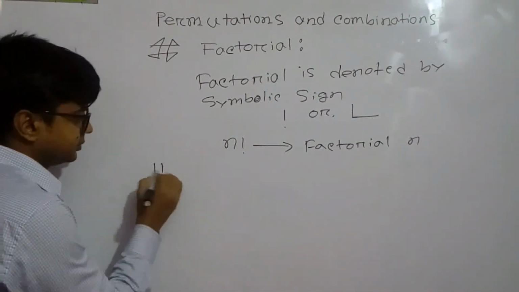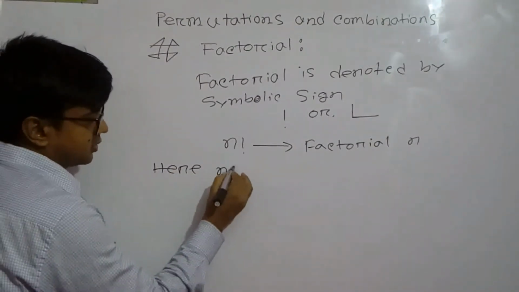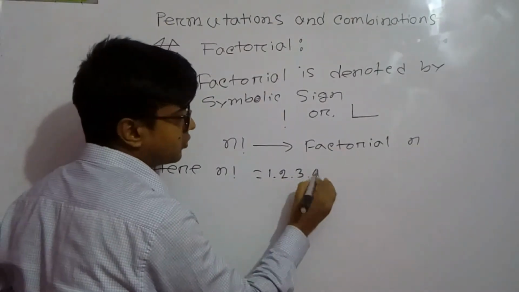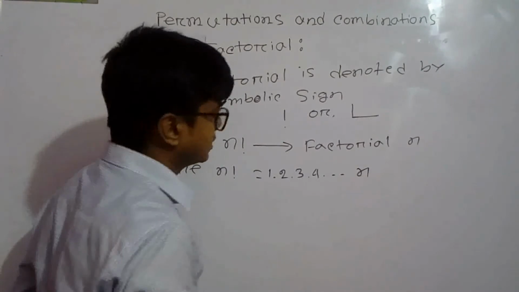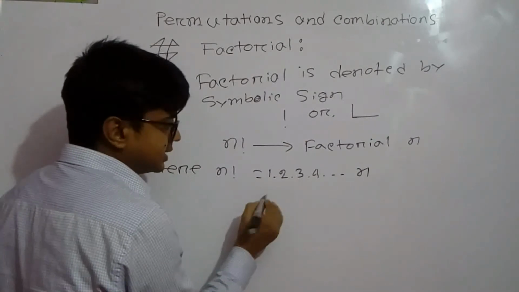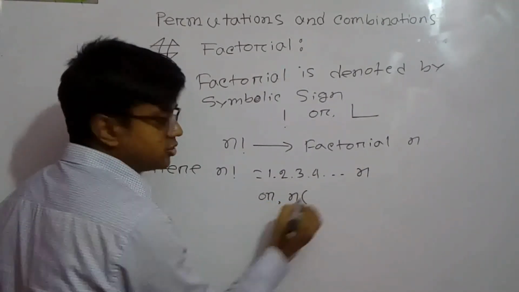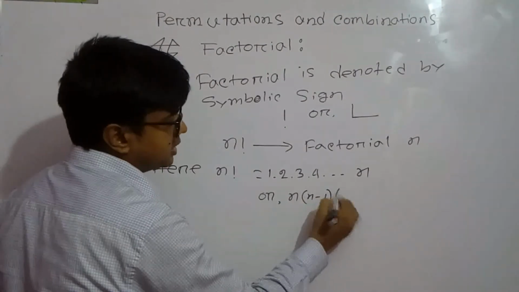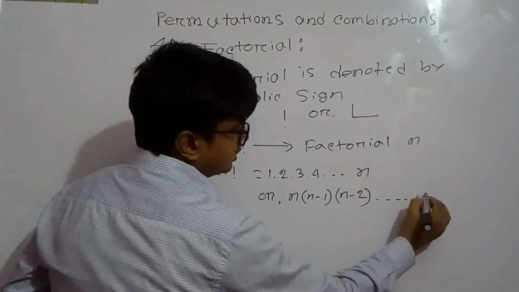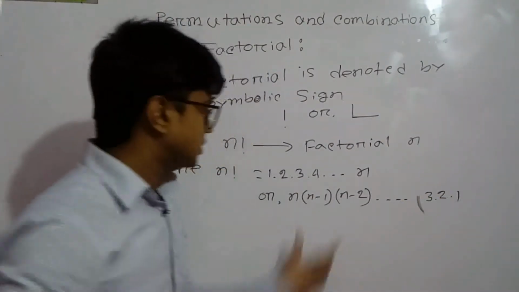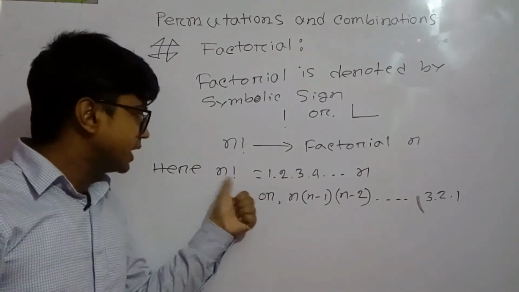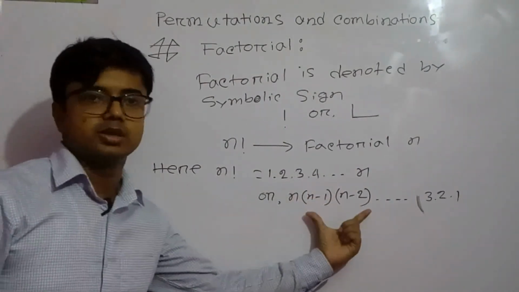Suppose factorial n equals 1 into 2 into 3 into 4 and so on up to n, which is the ascending order, and another one is n into n minus 1 into n minus 2 and so on, 3 into 2 into 1, which is called descending order. So we can write factorial n this way or this way.